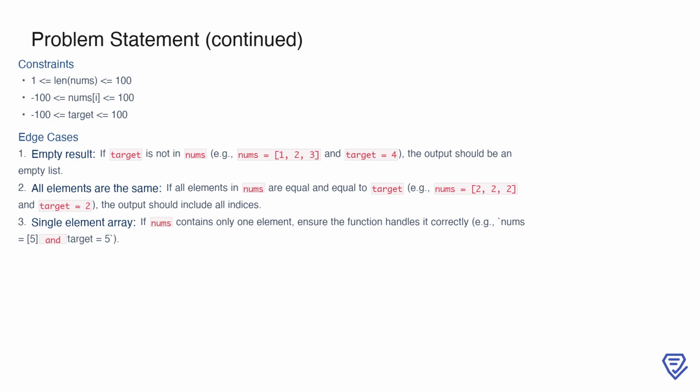Another scenario is when all elements in the array are the same and equal to the target, such as nums equals [2, 2, 2] and target equals 2. In this case, the output should include all the indices of the array. Finally, for a single element array, such as nums equals [5] and target equals 5, the function should still handle it correctly and return [0] if the target matches the element, or an empty list if it does not.